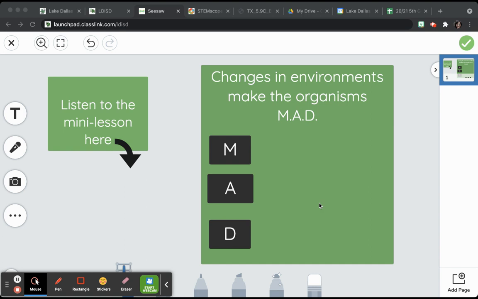And so today, to wrap up what you read about, I wanted to put it in a concise format here on this digital poster that you can see. It's called Changes in Environments Make the Organisms MAD. And you can see that this word MAD is actually an acronym.